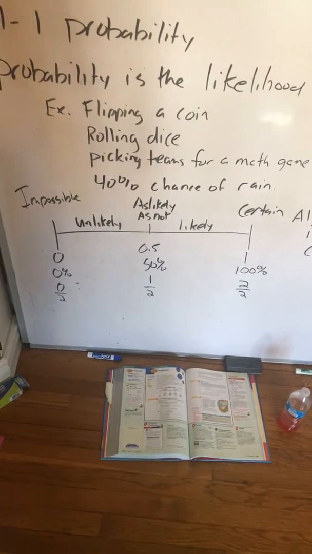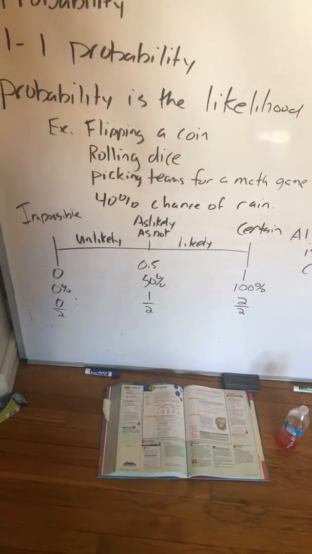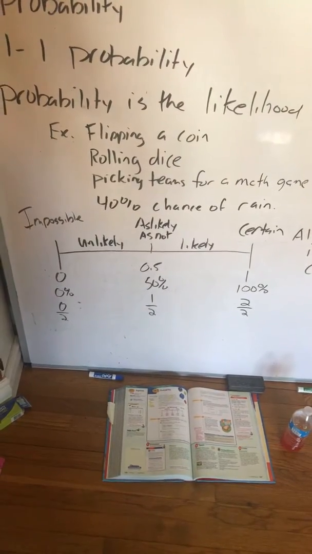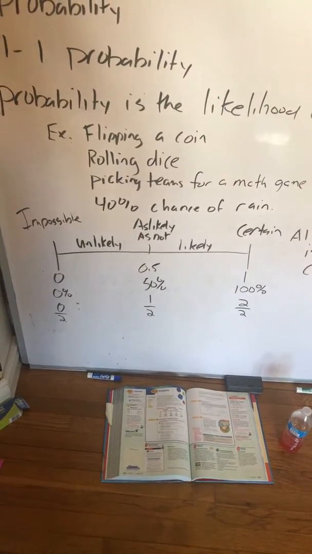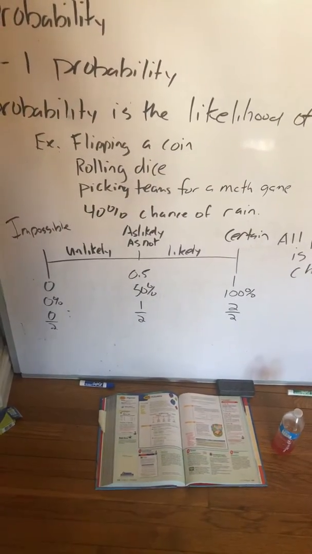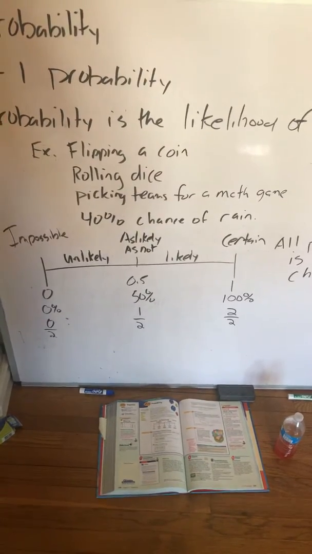And as a fraction, 0 over 2. It could be 0 over 10, 0 over 5, 0 over 6. But as a fraction, impossible, the probability is 0 over something. Next, in the middle, we'll go back to the sides in a second. As likely as not. 50% chance of happening.